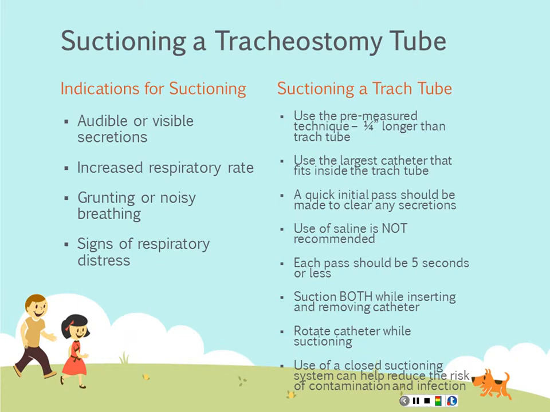Indications for suctioning a tracheostomy tube. If you have audible or visible secretions, if you have visible secretions that are coming out of the end of the trach, you can go ahead and use the suction catheter, just a clean suction catheter, to get those that are coming right out of the end. If you are actually going to have to insert a catheter down into the trach tube, that needs to be using sterile technique. Do they have an increased respiratory rate? Are they grunting or having noisy breathing, or are you seeing other signs of respiratory distress?